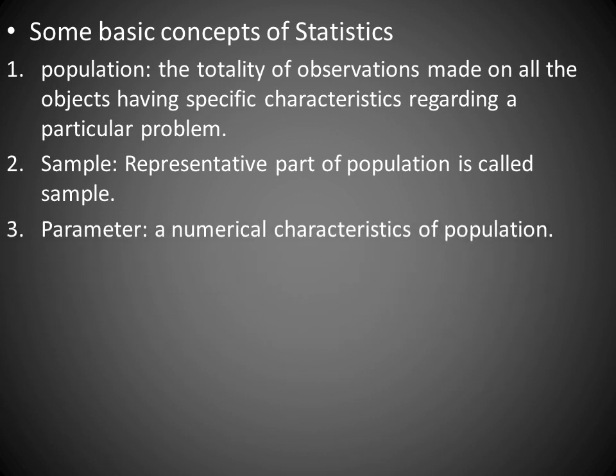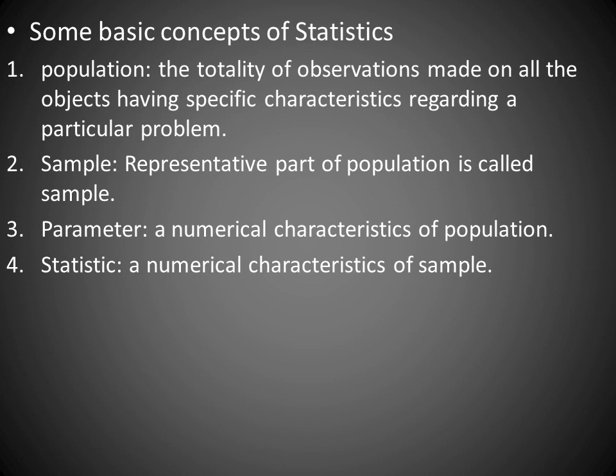Parameter: a numerical characteristic of a population is called a parameter. For example, you can say the average height of the UK population is 5 feet. That 5 feet, a numerical characteristic of the UK population, is a parameter. You can say that the average age of the UK population is 60. That 60 figure is the numerical characteristic of the population. Now, statistic. Similarly, when you take a representative part from the population, the calculation that comes from that representative part is called a statistic.